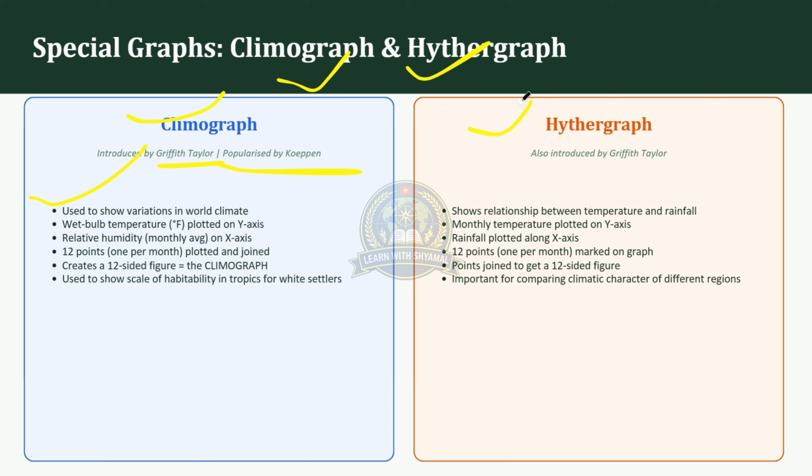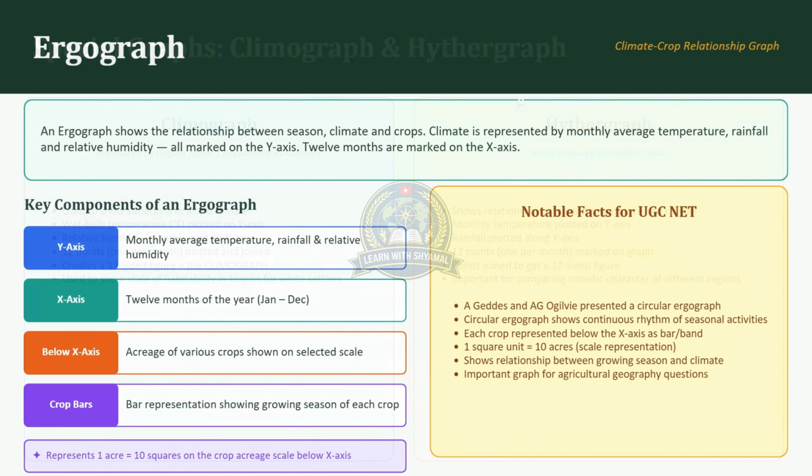Hydrograph, also introduced by Griffith Taylor, shows the relationship between temperature and rainfall. Monthly temperature is plotted on the y-axis, and rainfall is plotted along the x-axis. 12 points, one per month, are marked on the graph. Points are joined to get a 12-sided figure, which is important for comparing the climatic character of different regions.